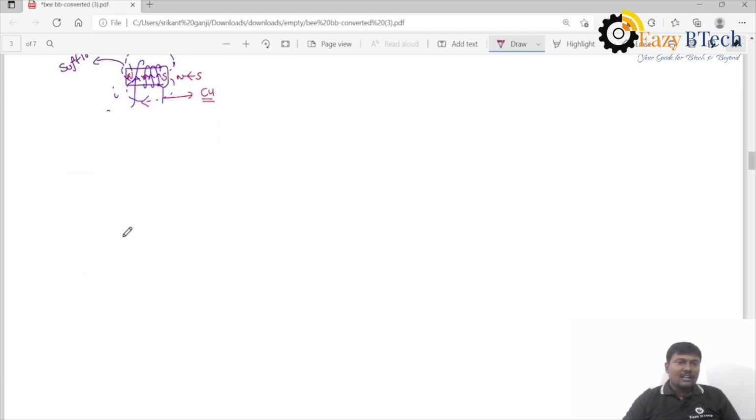Now coming to our Electrical Machines 1. What is our question as per JNTU? Explain the principle of operation of a DC generator.